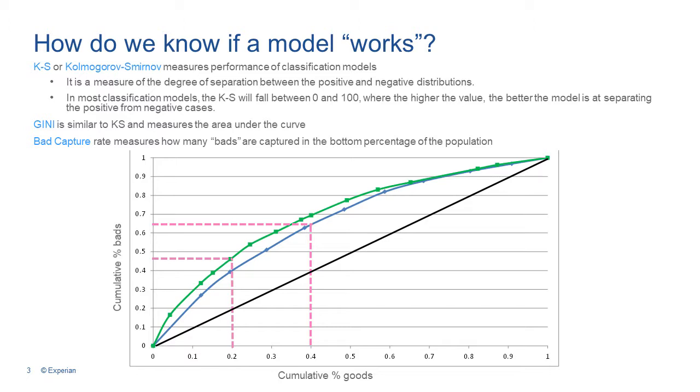The bad capture rate is the third metric we look at, and that captures the number of your BADs, or your objective function, what your model is targeting, in a certain percentage of the population. If you look at the pink dotted line at 20% of the population across the x-axis, you see that going up, you're getting almost 50% of your bads. So within 20%, you're taking 20% of the population, you're getting 48% of the bads.